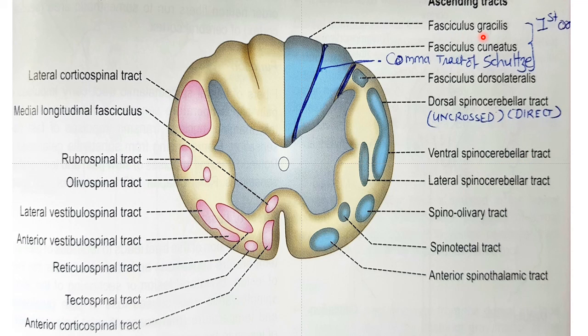Fasciculus gracilis means it ends in the nucleus gracilis, which is present in the dorsal part of the lower medulla. Fasciculus cuneatus means that it ends in the nucleus cuneatus, which is present in the dorsal part of the medulla, laterally. Spino-olivary tract starts from the spine and ends in the olivary nucleus. Similarly, spinotectal tract, anterior spinothalamic tract, and lateral spinothalamic tract.